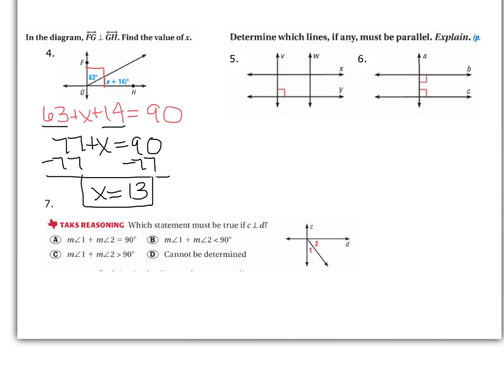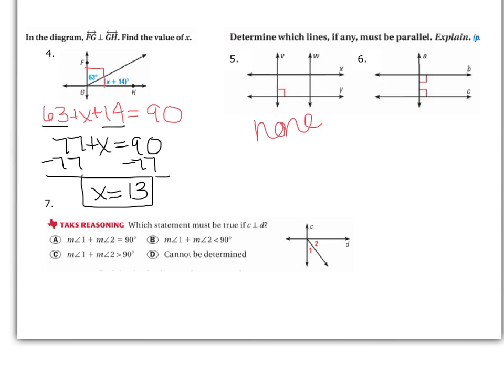If I use V and W and I try X as my transversal, I have no angle measurements, nothing. If I try to use X and Y as my parallel lines and V as my transversal, I only have one angle, not enough. Here I don't have enough angles. So no lines are parallel in this situation because you only have one angle measurement. You don't have anything else at these other intersections.